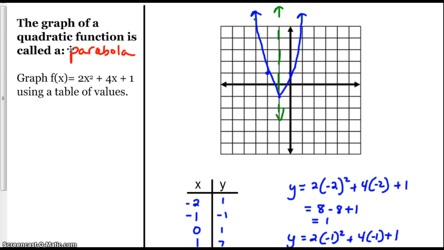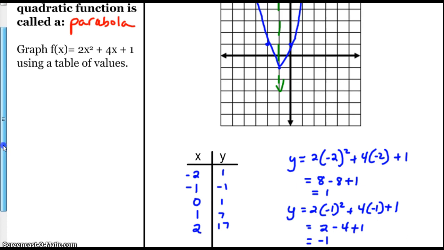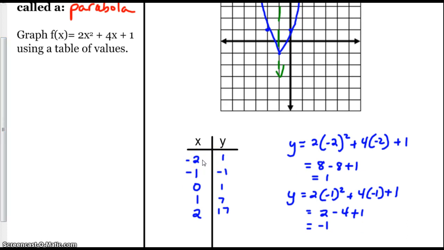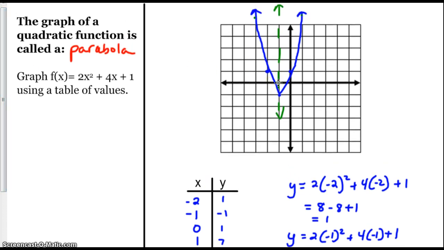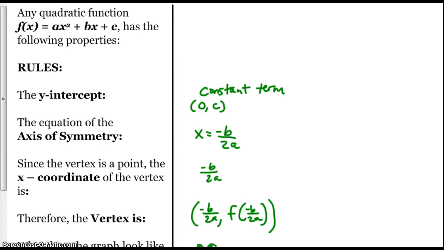Remember that the graph of a quadratic function is called a parabola, and we can always graph any function with a table of values. So we will find numbers. If we forget all the ways to graph it, we can always go back to our table of values to find what a function looks like, or any equation looks like. And then in the last video, there are some rules to help you so that you don't have to create the table if you do not want to.